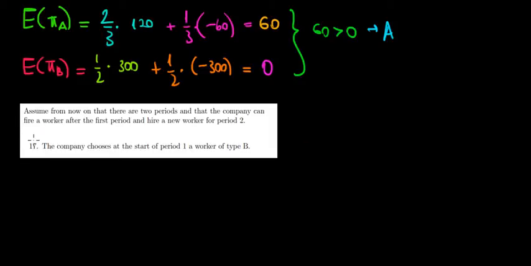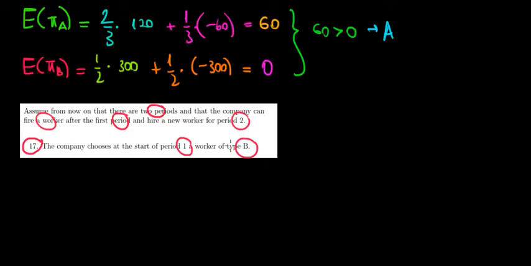Let's solve question 17 now. So what do we have here? Assume that there are two periods and the company can fire a worker after the first period and hire a new worker for period 2. So the company chooses at the start of period 1 a worker of type B. Is this true or false?